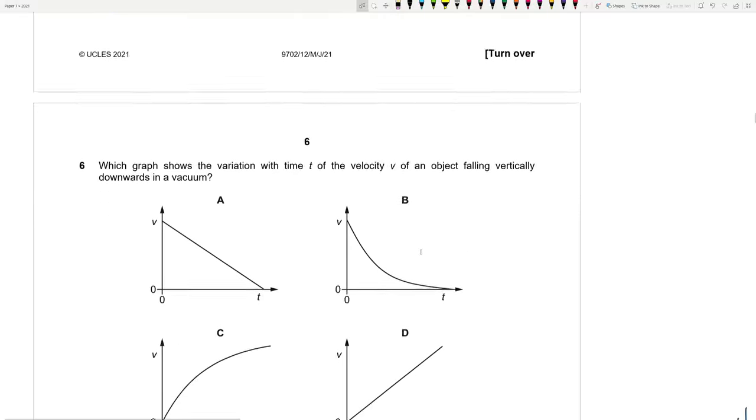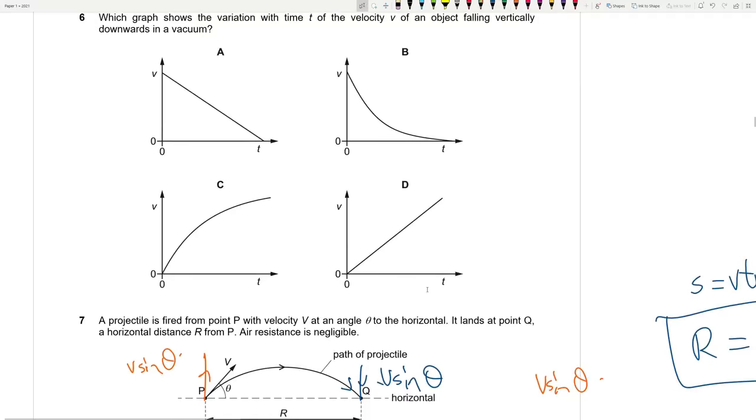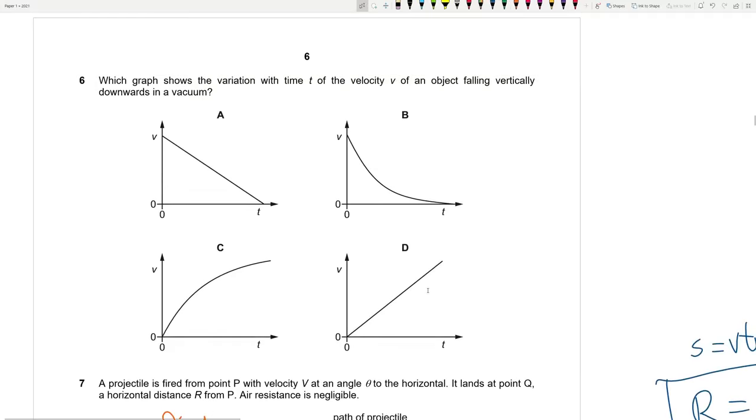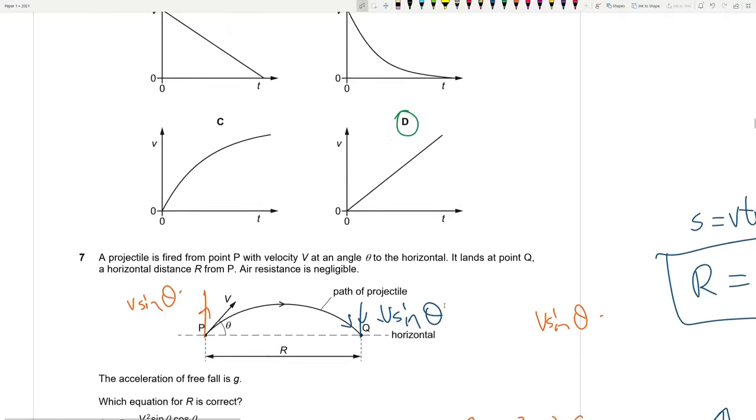Moving on to 6. Which graph shows the variation with time t of the velocity v of an object falling vertically downwards in a vacuum? Since you're falling down in a vacuum, you will always have the acceleration of free fall. So acceleration will be constant and velocity will be increasing at a constant rate. So the correct answer is actually D.